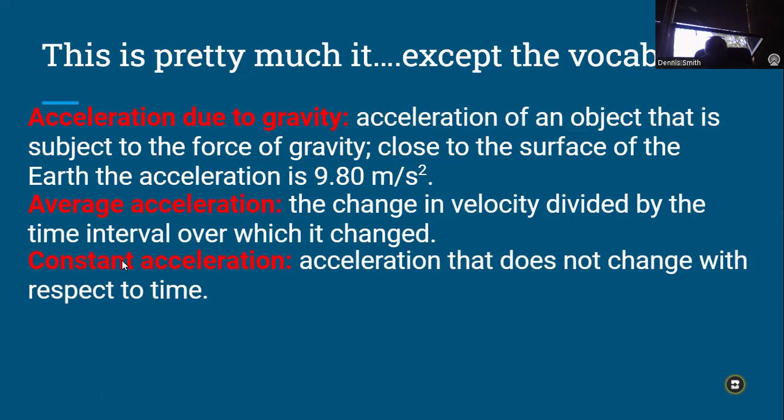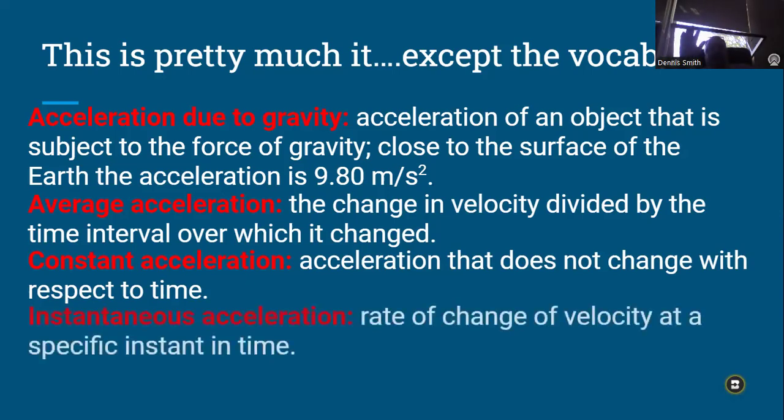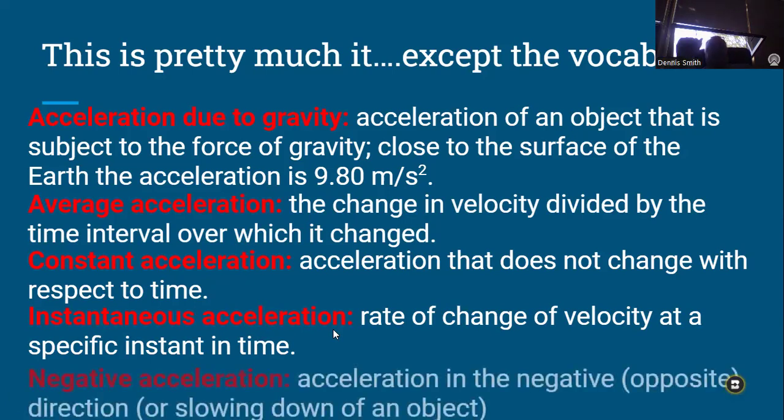Constant acceleration is acceleration that does not change with respect to time on a velocity time chart. Okay. All the points are going to be the same. All the slopes are going to be the same on that line because it's constant. Remember, that's usually the diagonal that we see. Instantaneous acceleration is the rate of change of velocity at a specific instant in time. Okay. And then negative acceleration is acceleration in the negative or opposite direction, or the slowing down of an object.